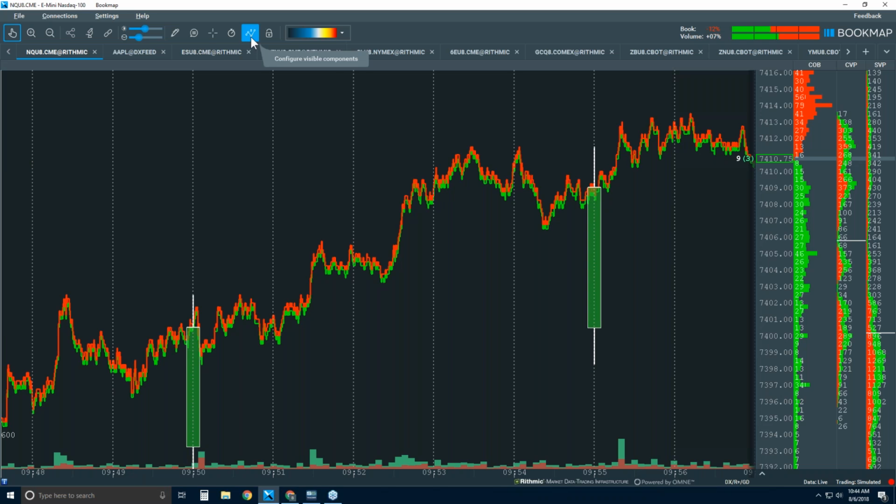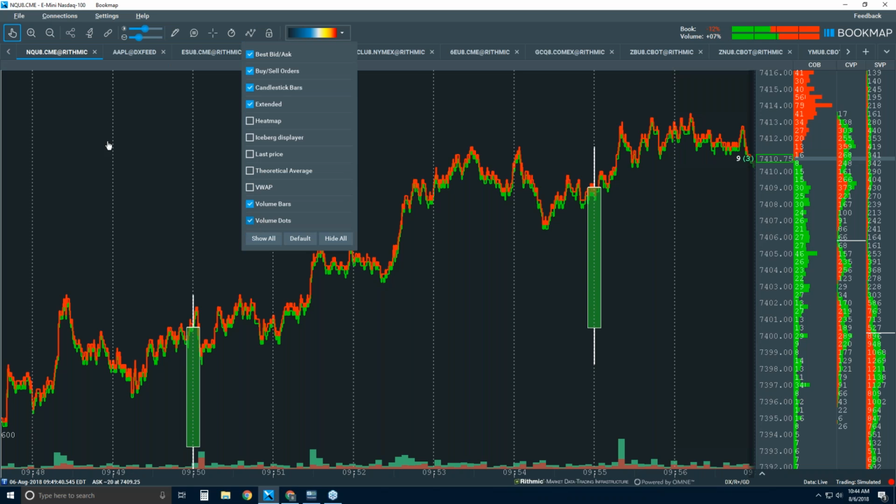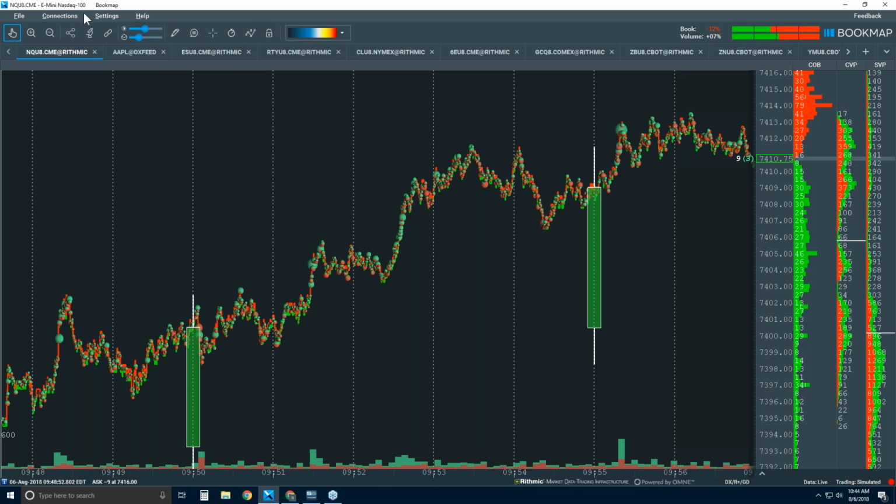Okay, what happened? Where did they occur? How much volume traded? What type of volume? So let's turn on the volume dots, and now we're getting into some of the order flow. Okay, we're starting to understand what's going on. All right, and this is very typical here of an uptrend.